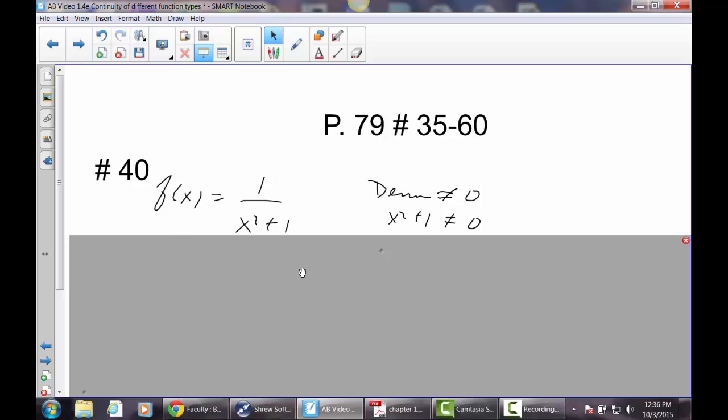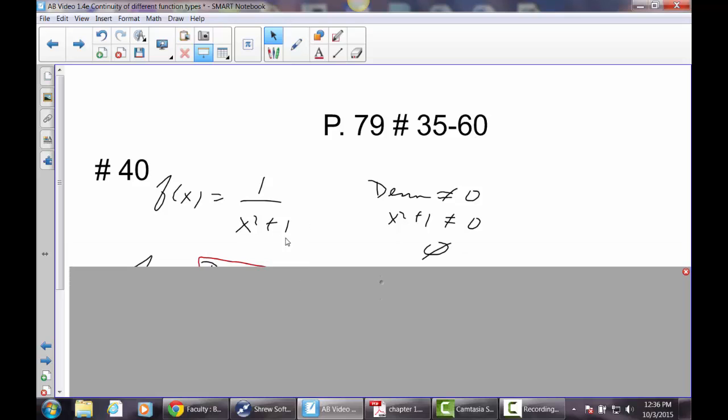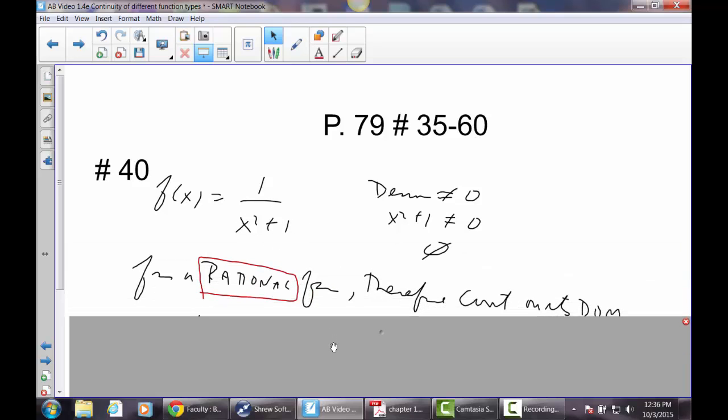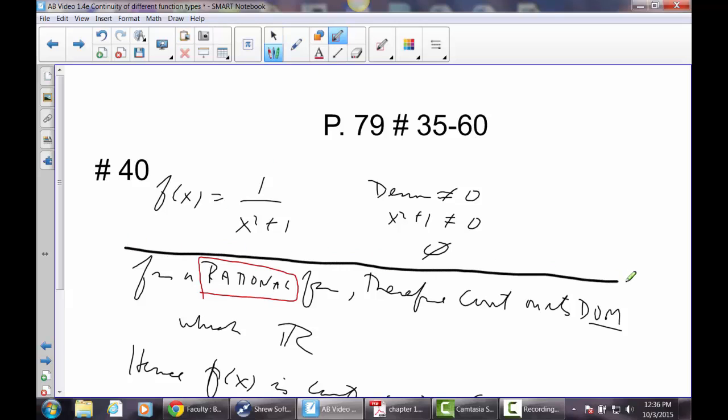Number 40, same question, another rational function. This time, though, it turns out that the domain is all real numbers, because there is no real number which will make the denominator equal to 0. So you have to state it, and you're going to have to state it this way.